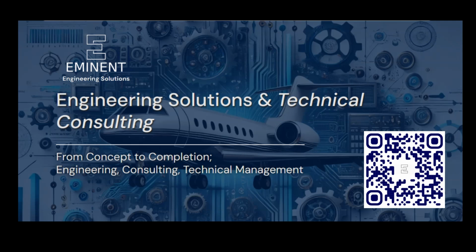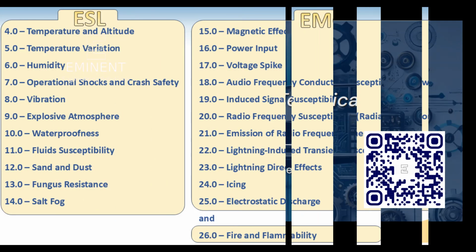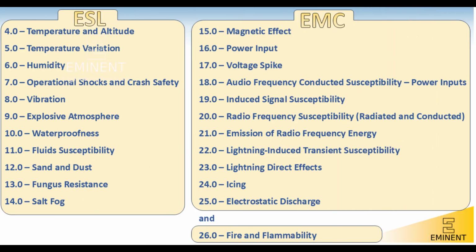In the aerospace industry, equipment on board an aircraft faces rapid and extreme temperature changes as the aircraft climbs, descends, and operates in varying climates. RTCA DO-160 Section 5, Temperature Variation Testing, addresses this challenge by evaluating how airborne equipment withstands temperature fluctuations and thermal cycling.